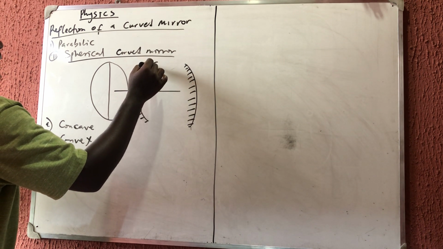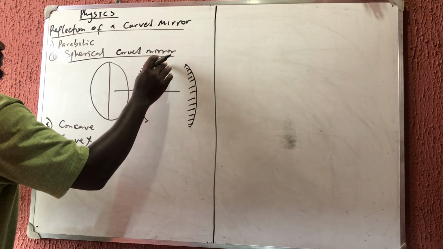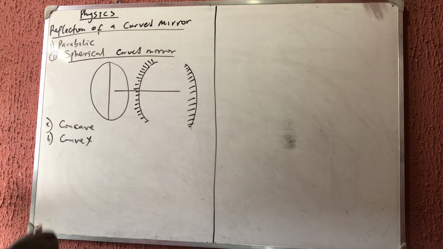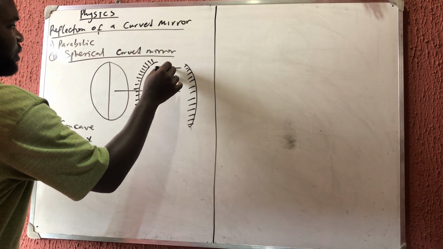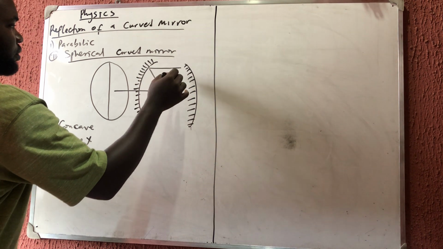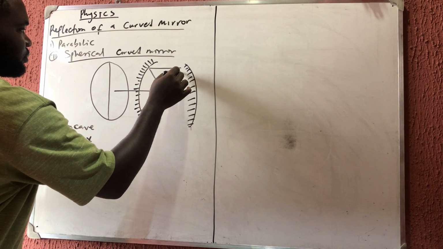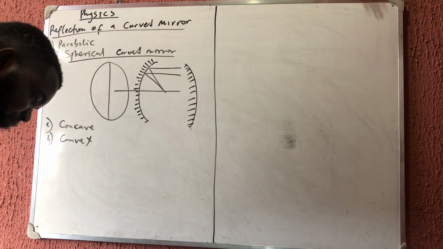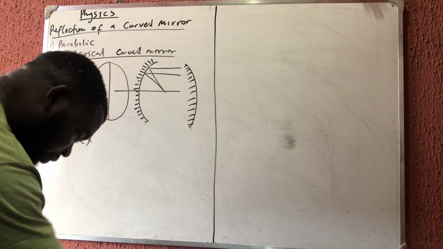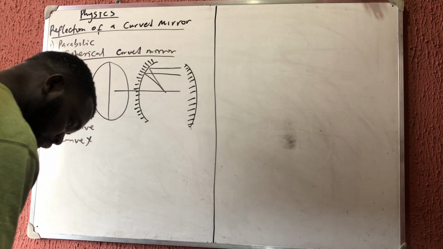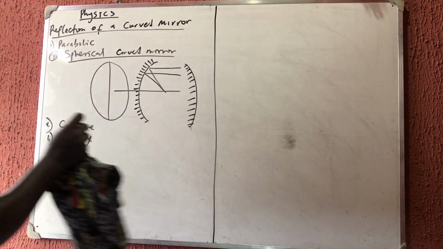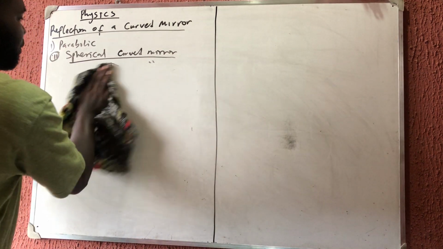If you have parallel rays like this, they are all converging to a particular point. You have this one coming this way, hit this and move to the focus, coming this way, hit this, meet at the focus, and so on. So that is that. Now you should know that they are converging, and since they are converging, they converge at a particular point called the focus.